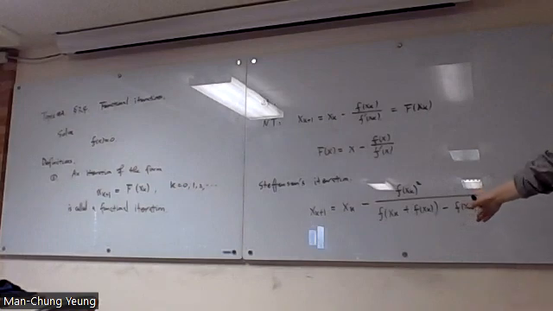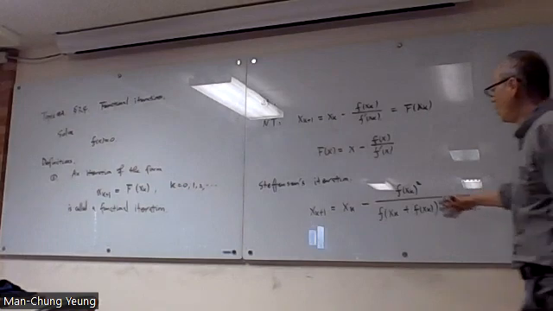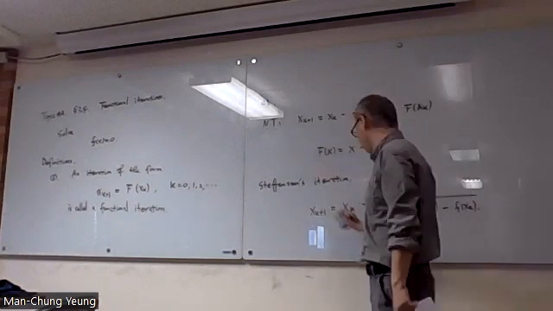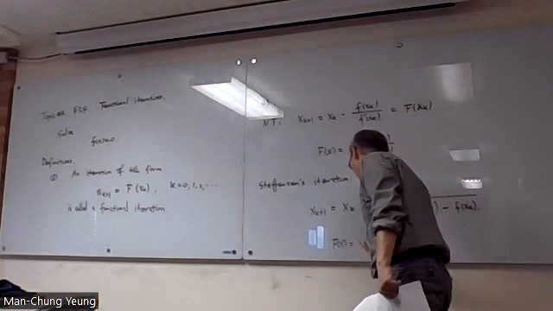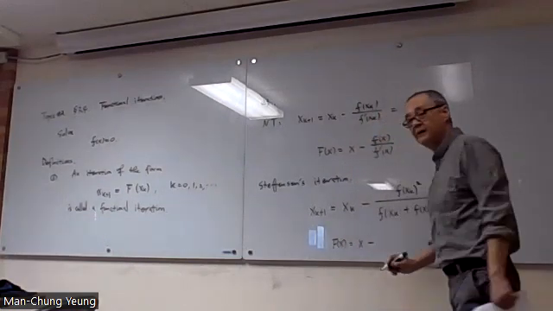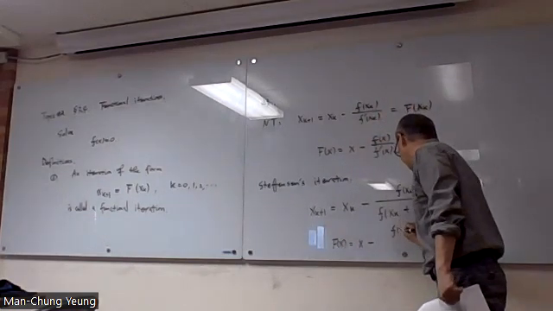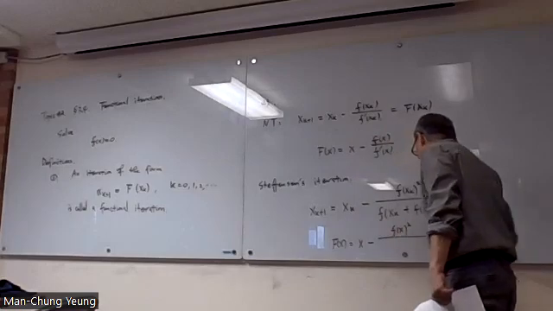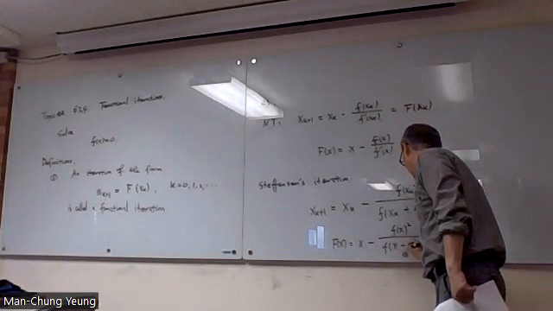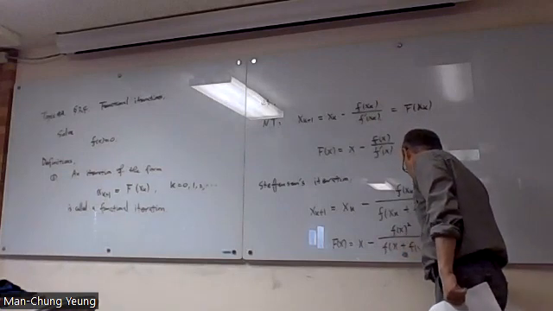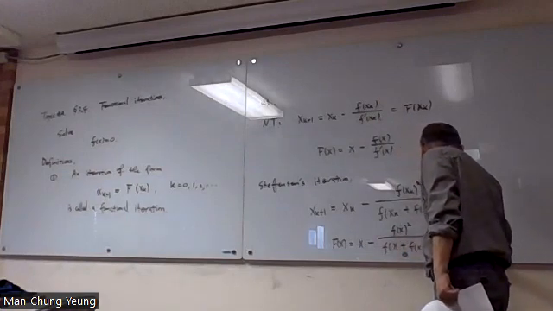Functional iteration. What is the corresponding capital F? Capital F of x is x minus f of x squared, over f(x + f(x)) minus f(x).